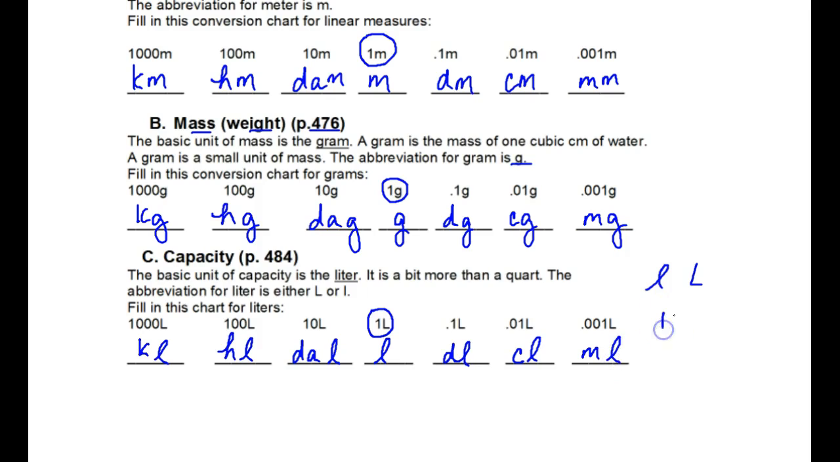1 cubic centimeter equals 1 milliliter equals 1 cc. Those are all the same thing. And they also call it a cubic centimeter. So if you see those, they're interchangeable. You'll see that maybe in some of the problems that you're doing.